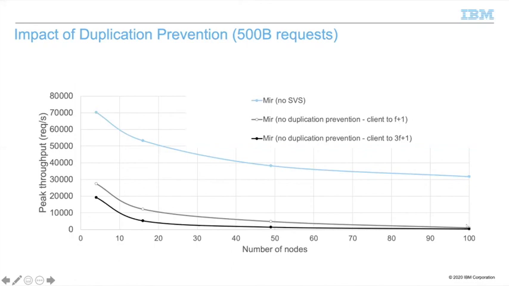So at 100 nodes, submitting basically to F+1 or 3F+1 nodes, we have performance of less than 1,000 transactions per second. So this is where the robustness of Mir's request duplication elimination really comes to shine. If you have a multi-leader protocol that doesn't care about duplicates, it's going to perform like the gray and black lines, not like the blue line. So this is a key problem.